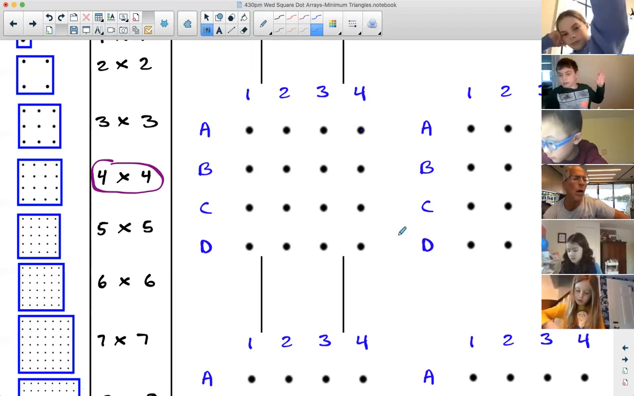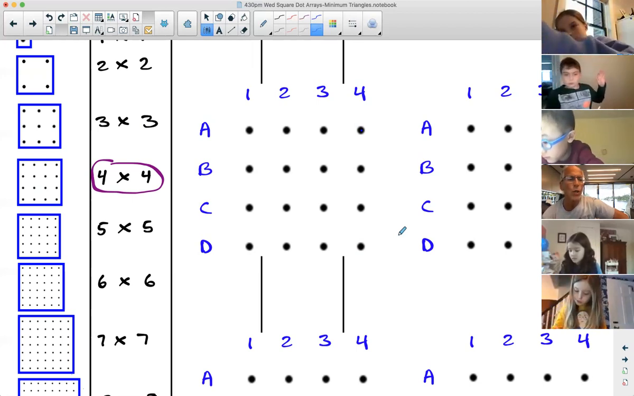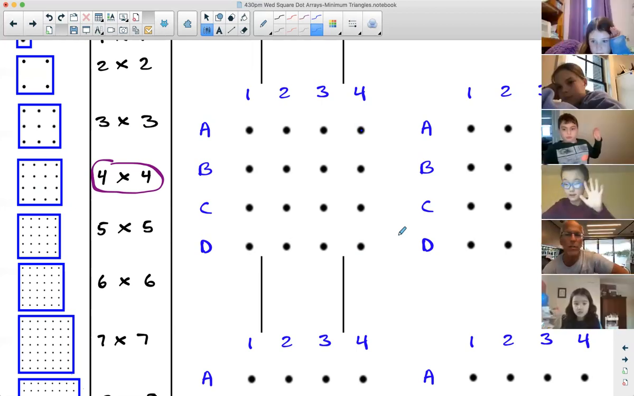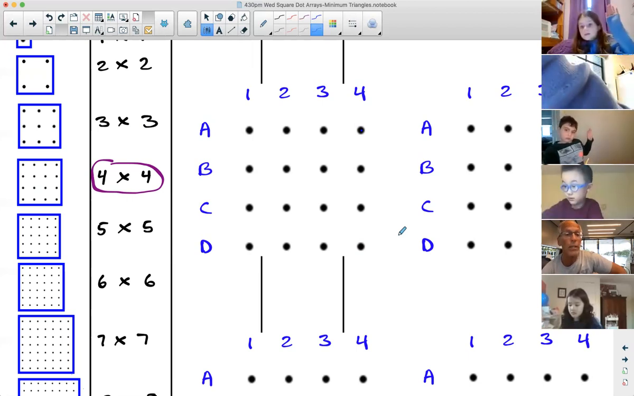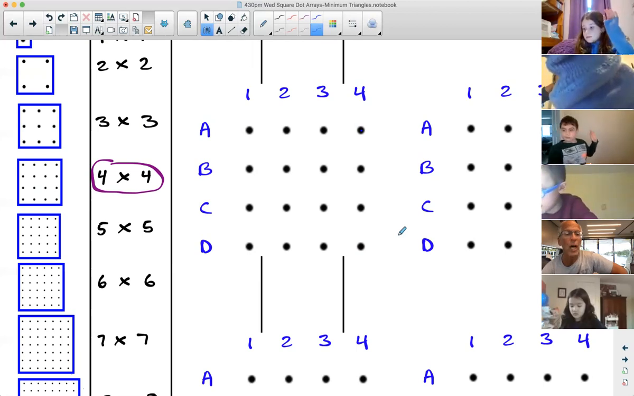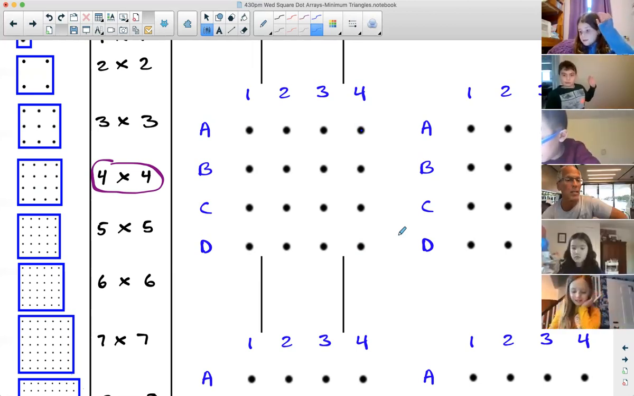Now here's what I want you guys to do. Prove me wrong if you can. Maybe there is a second solution. I couldn't find one. I tried really hard, but I could not find a second solution.